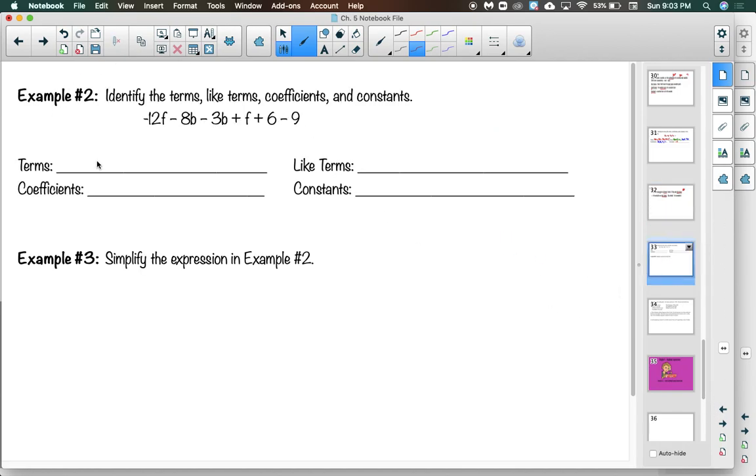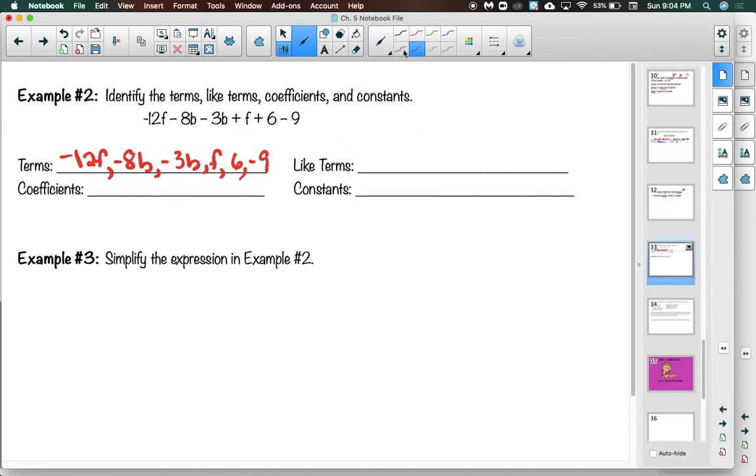Let's do one more example where we have to identify those important parts. We'll go a little faster this time. So the terms, remember, they're separated by the positive and negative signs, even though those signs themselves get stuck with the term, but they do help us to find them. So we'll start here. Our first term is negative 12f. Then we have negative 8b, negative 3b, positive f, positive 6, negative 9. So those are all the terms in this algebraic expression here.